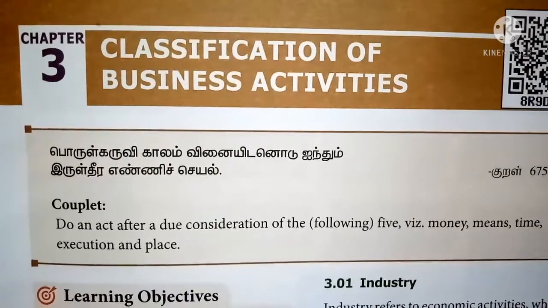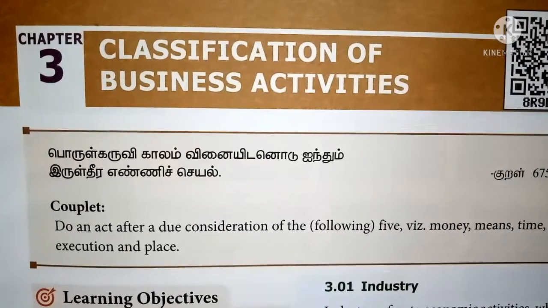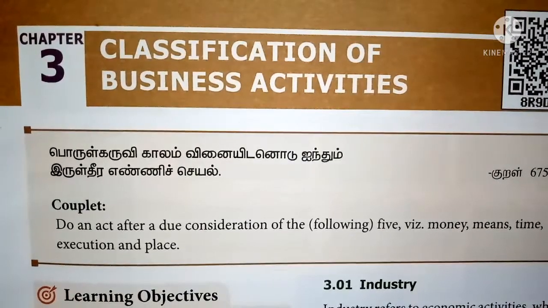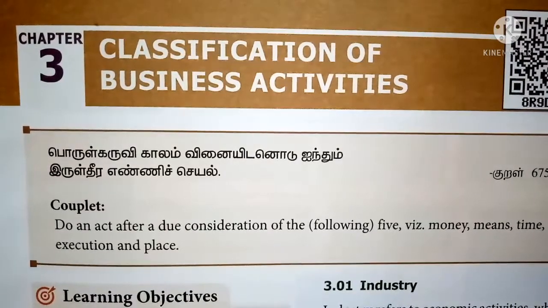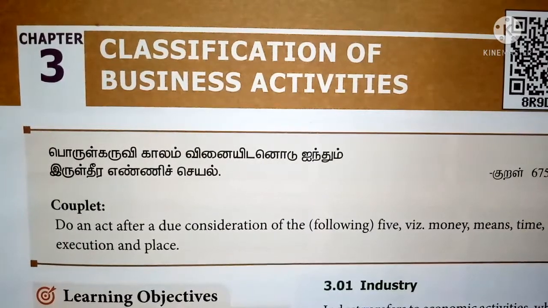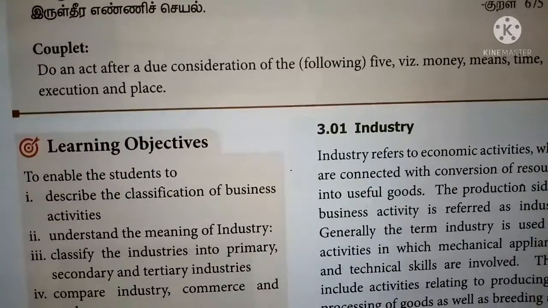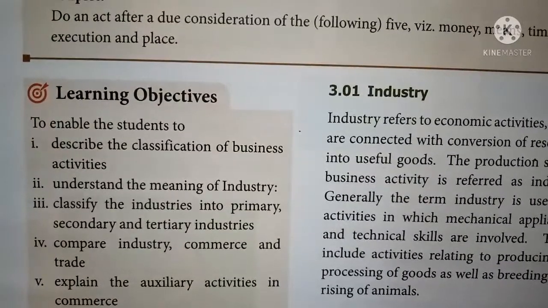Today we discuss the 11th commerce subject. In this video we discuss a new chapter, that is classification of business activity. In a business activity there are various classifications. In this chapter we discuss the classification of business activity, meaning of industry, classifying industry into primary, secondary and tertiary industries, comparison between industry, commerce and trade, and auxiliary activities in commerce. These are the topics we should discuss in this chapter.